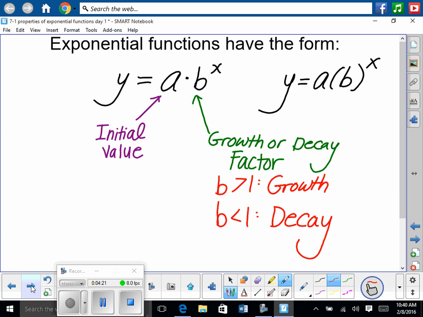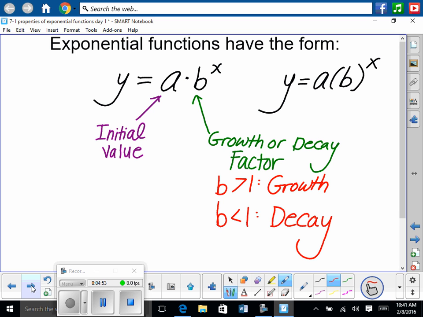You'll want this written down somewhere in your notes. Exponentials have the form y equals a times b raised to the x. This is a parent function, meaning a non-shifted function. Before we get into what a and b are, see how x is in the exponent. b is the only thing being raised to the x power.